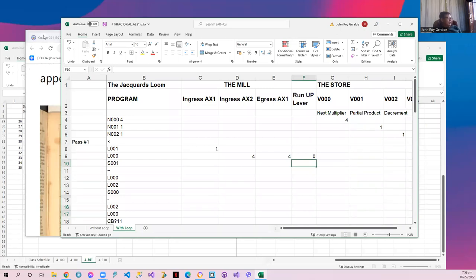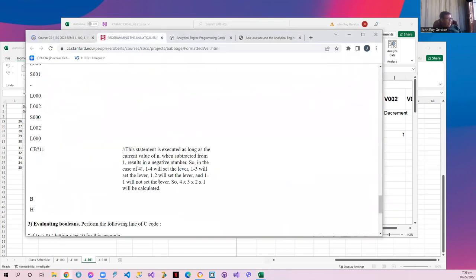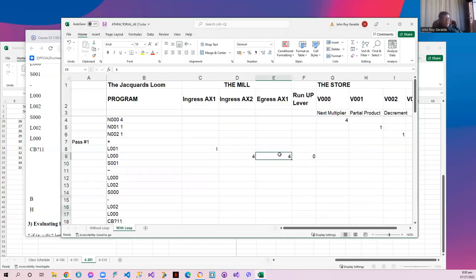Because if you read the documentation, the run-up lever will become either set or reset. It will become set if the egress axis is a negative number. What do we mean by set? Set in binary means 1. Reset means 0. You follow? That's jargon, okay? Set and reset, but we really just mean set as 1 and reset as 0. So, since this is a positive number or a 0, the run-up lever will reset. So, it's 0. Any questions so far?